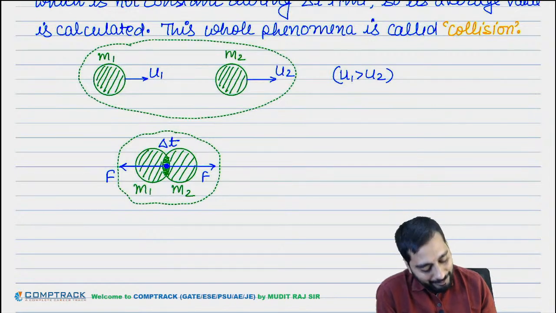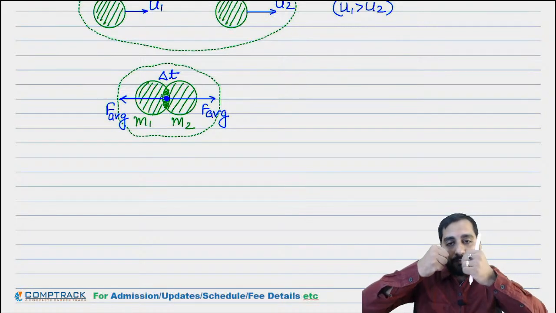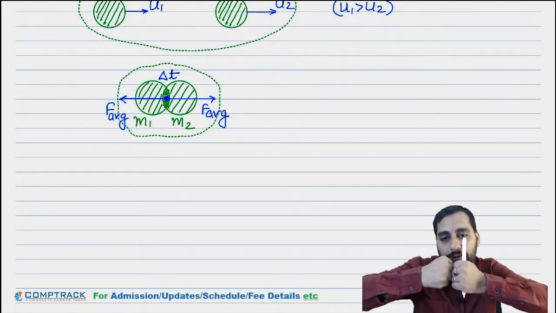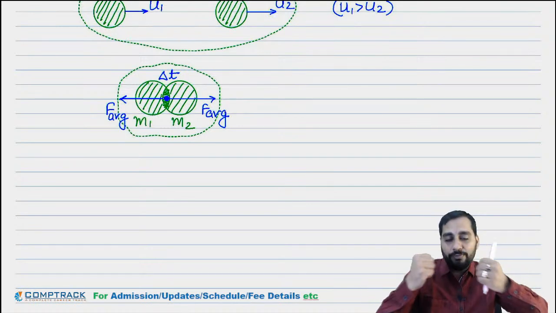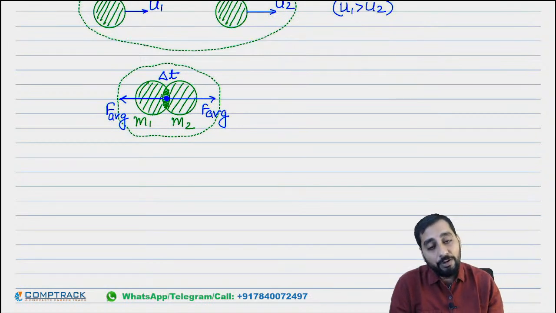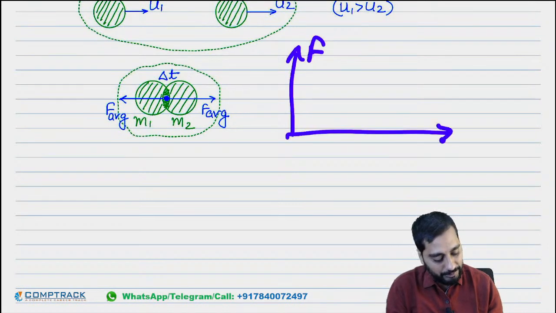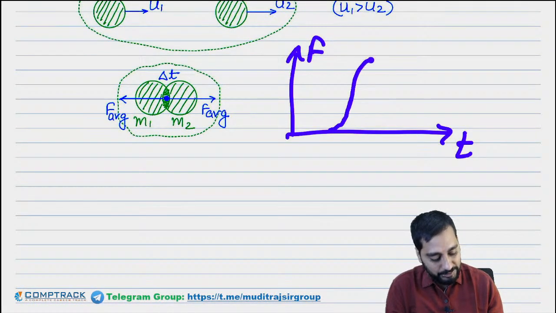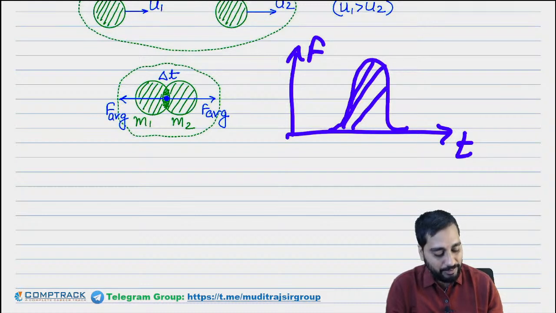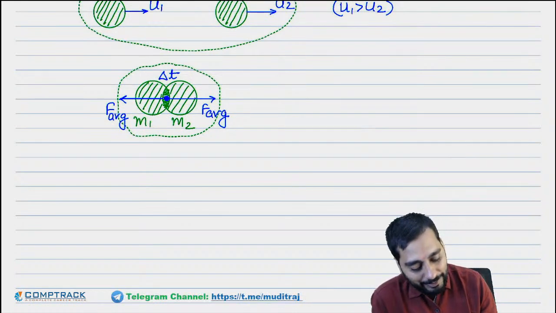So I am directly writing this as average force. Why is this average force? Because this force will not be constant during the contact. Initially they will just come in contact, so the force will be 0, then the force will become maximum, and again the force will become 0. So this force will actually be a variable force. Let's say this is the force and this is the time. The force will first increase, then decrease to 0. So there is variation of the force, so this is not a constant force, that's why we calculate the average value.